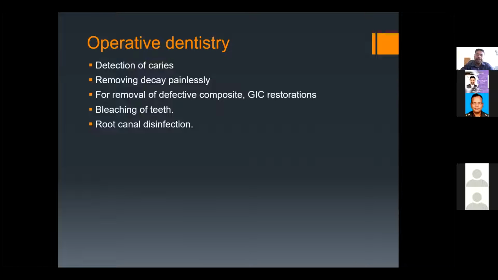In operative dentistry, it can be used for detection of caries, removal of decay painlessly, for removal of defective composite, GIC restoration, and for the bleaching of teeth. Now, root canal disinfection can be done with the help of laser. The people who claim that they do root canal with the help of laser, it is bad publicity, I can say. Root canal disinfection can be done like this: first you have to complete the BMP, and then after that you can disinfect the canal with the help of lasers.